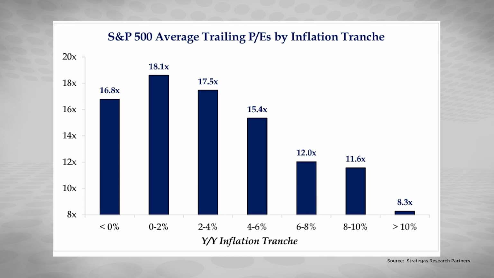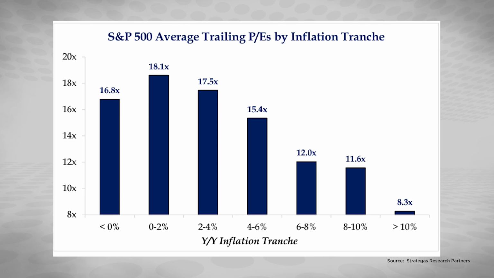And so what this chart shows is that different rates of inflation, what was the price to earnings ratio of the market in those ranges. And you can see a clear indication here that the higher the rate of inflation, the less investors are willing to pay for each dollar of earnings. And that makes sense because in a high inflationary environment, a dollar is worth less and a future dollar is worth even less.